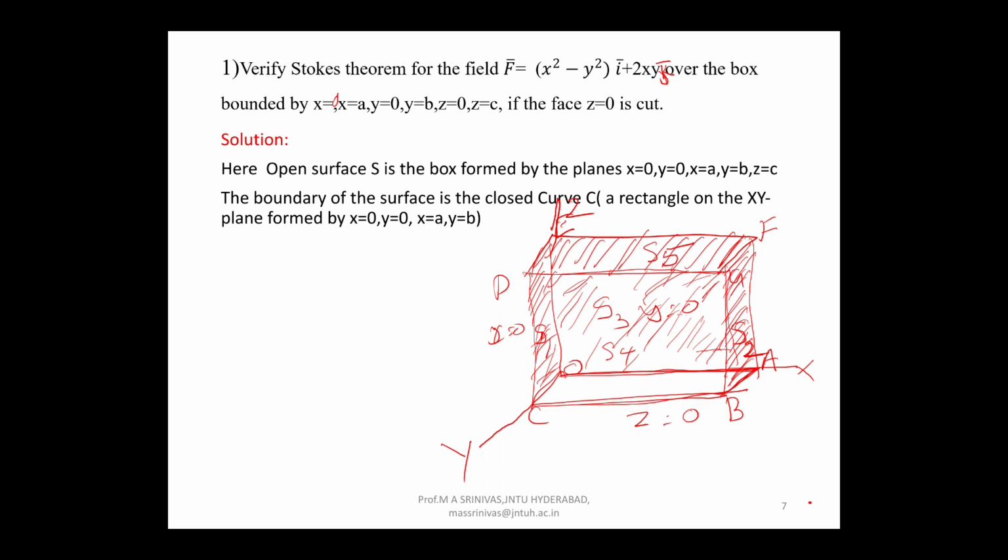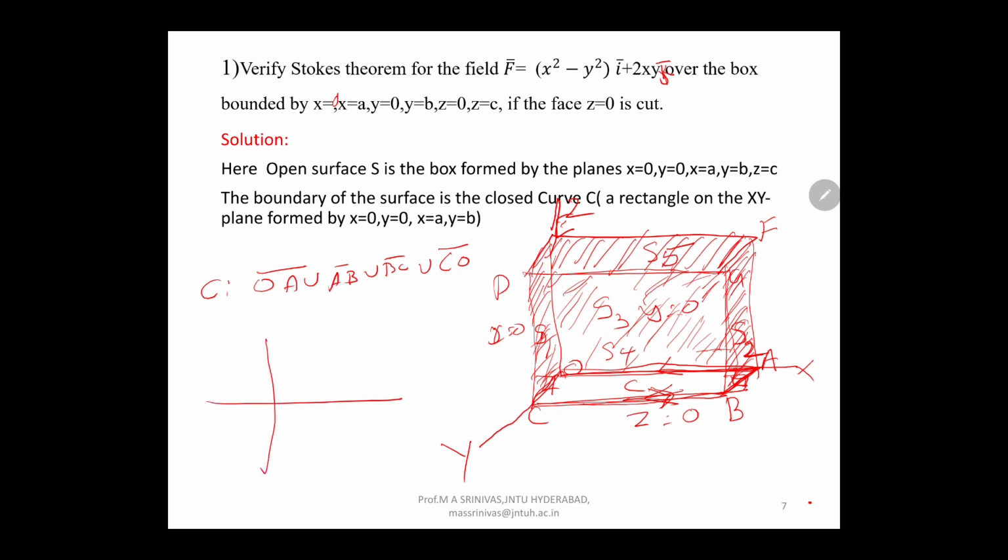Now it is an open surface. For this open surface, what is the boundary? The boundary is this. This is my closed curve. So here, what is my C? C is the line segment OA union AB union BC and union CO. This is my curve. I am writing this curve separately.